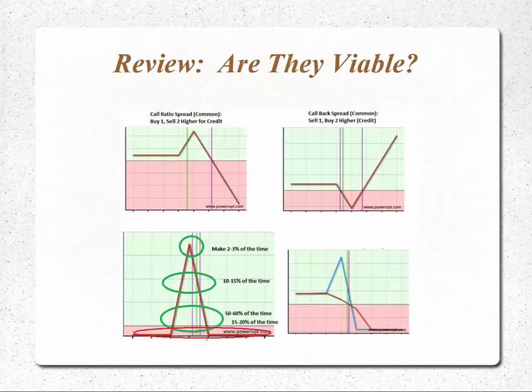So let's review. Are they viable? Well, the call ratio spread is common: buy 1 lower, sell 2 higher, get a credit, and it takes on infinite risk to the upside. The call back spread gives you a profit to the downside if structured correctly. Max loss only occurs if the stock is trading right at the 2 higher bought calls, and if the stock really takes off, you have infinite upside. Good strategy to use the back spread if you're bullish on the market, bullish on stocks, because you might take a loss in the middle, but if it goes one direction, you still profit. If it goes the other direction, you could really profit.